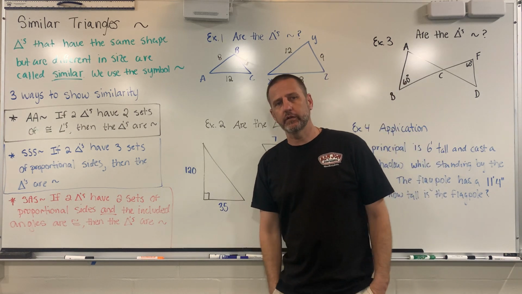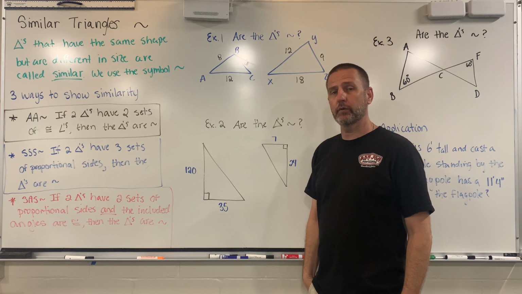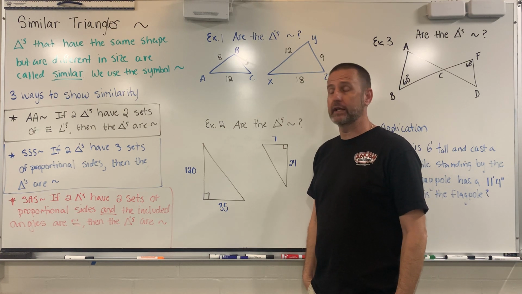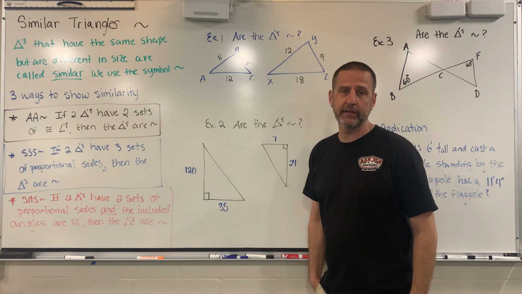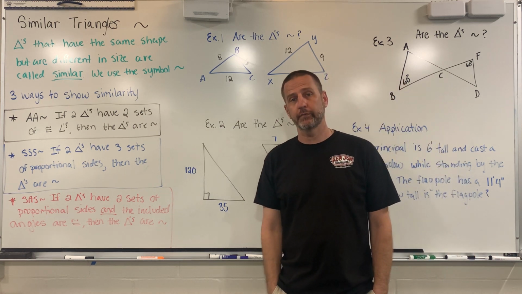Today we'll be looking at similar triangles. Now we've already started the unit on similarity when we looked at something called dilations. And dilations are where we took a pre-image and we enlarged it or reduced it to make an image. Well, when we did that, we were creating what's called similar figures.